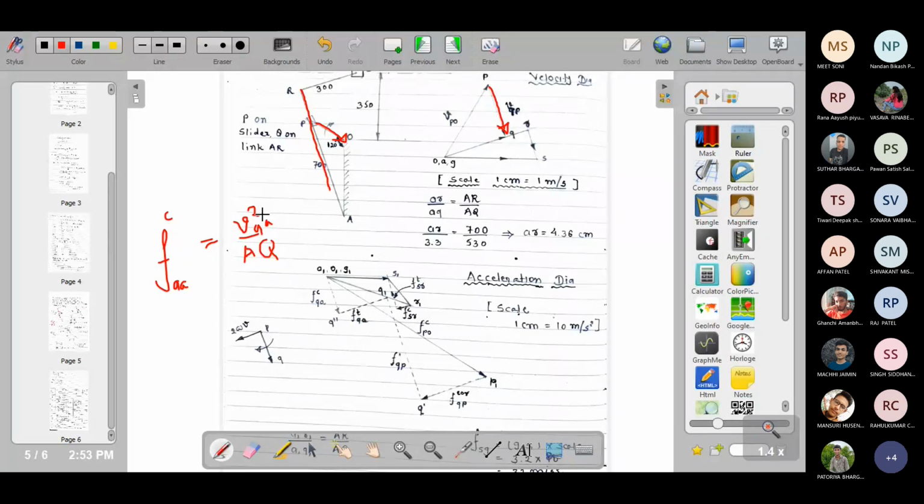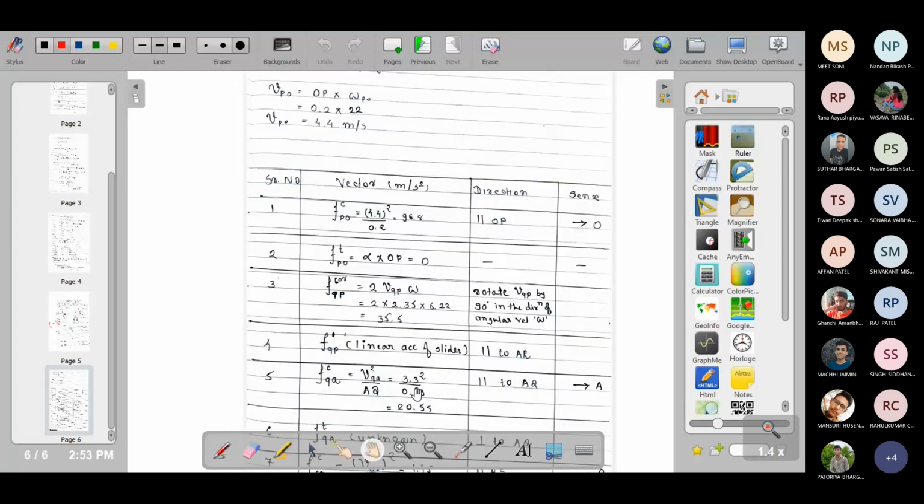Okay, where do I get this V square QA from? Yes, good, from the velocity diagram. You measure this component, you square it, and you divide by its length AQ. So 3.3 square divided by 0.53. Again, I have converted into meters. So you will get 20.55.